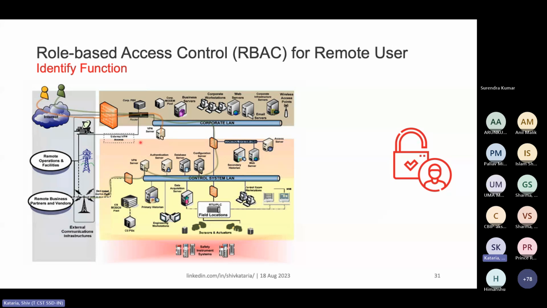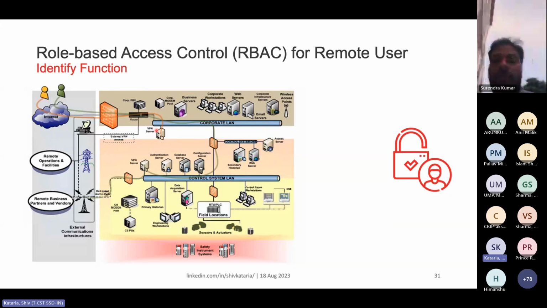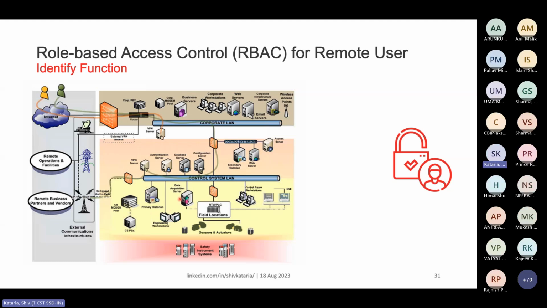I hope my cursor is visible. So I'm talking about this particular path from the internet. You give access to the corporate VPN server, and from the corporate VPN server, you give access to a service PC or VPN server in the control system. And then from there, you can take a remote of the device that you want to give remote access to.